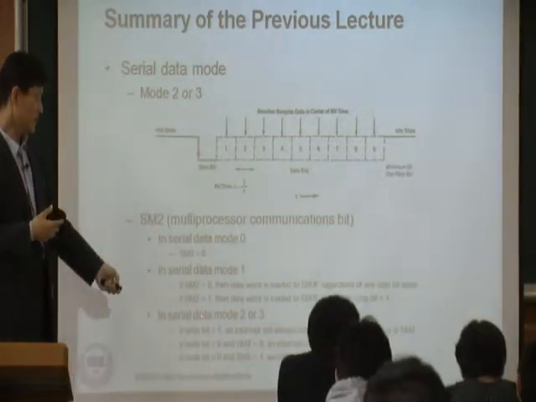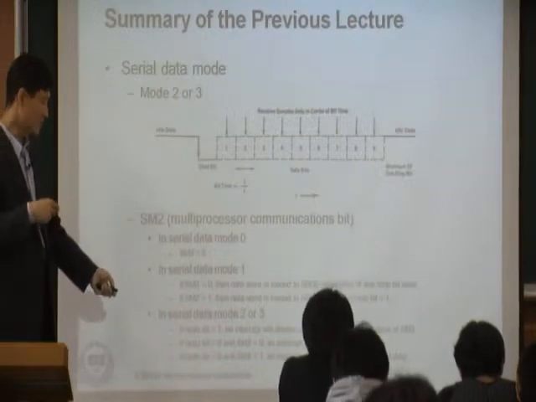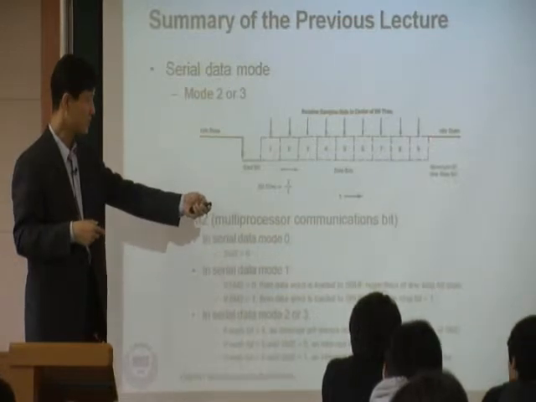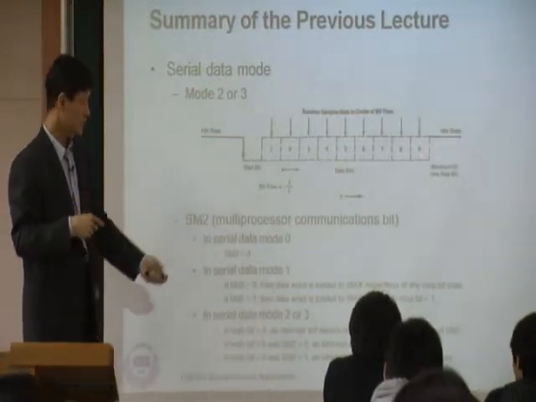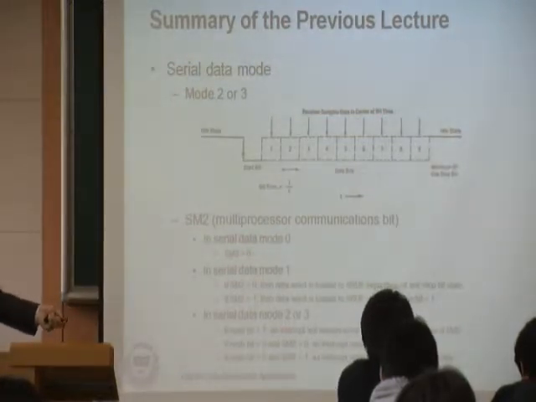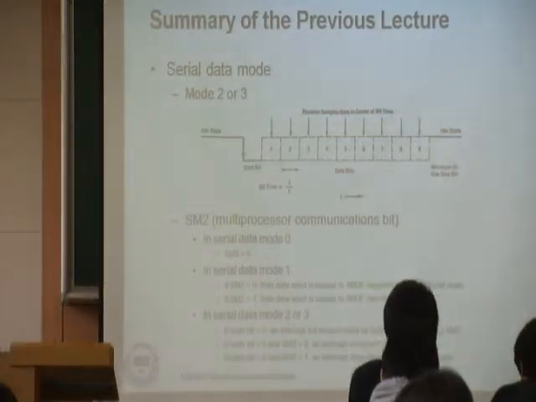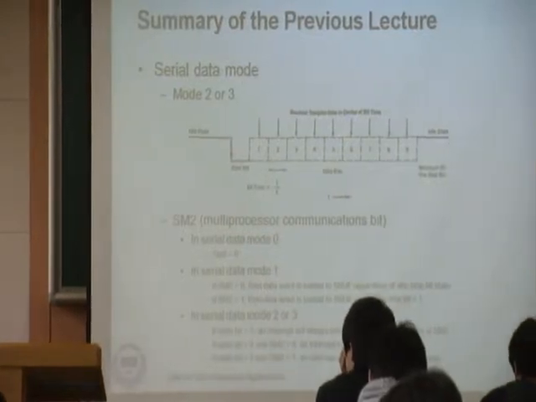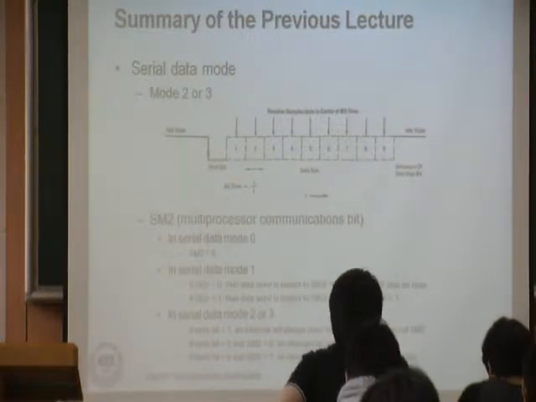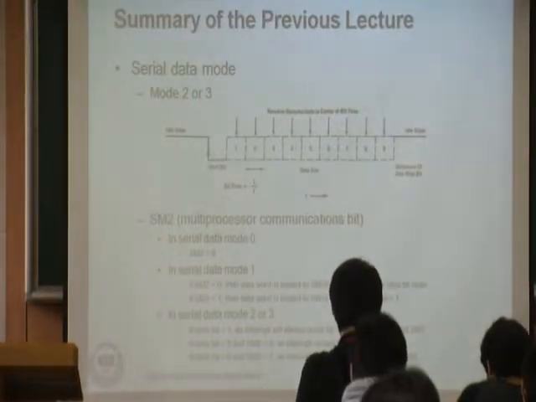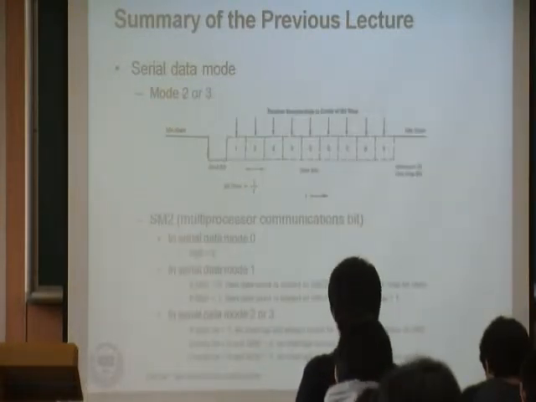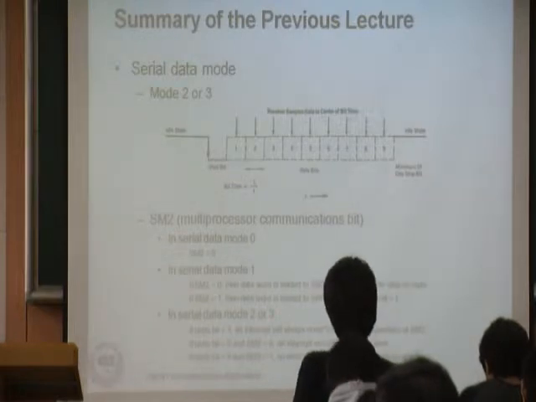The same way, when you are in mode 2 and mode 3, it's a little bit more complex, because in mode 2 and mode 3, we have a 9th bit. Depending on the 9th bit equal to 1 and SM2 equal to 0 or 1, you have these different modes. Sometimes you have an interrupt, sometimes no interrupt, and things like that. But this is a little bit more detail. And as I said, most of the time, we are using mode 1. So if you have an interest, then you can take a look at these things.